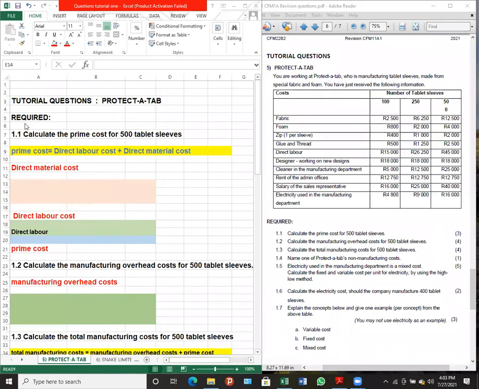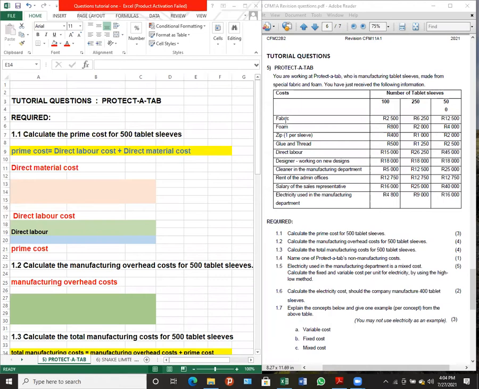Here we have been required to calculate the prime cost. In yellow, I've provided you with a formula, and if you forgot the formula, you can write it on your paper. The formula to calculate the prime cost is equal to direct labor plus direct material. We are required to calculate the prime cost for 500 tablets.